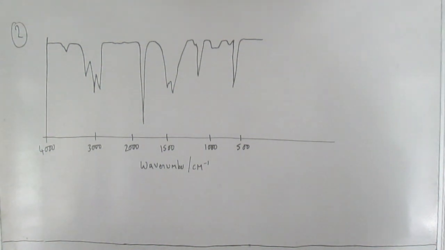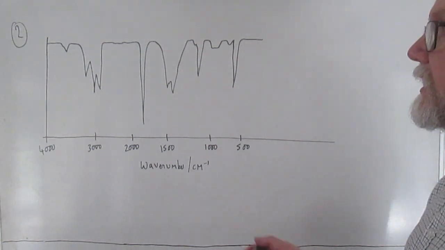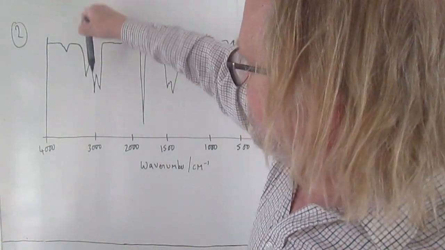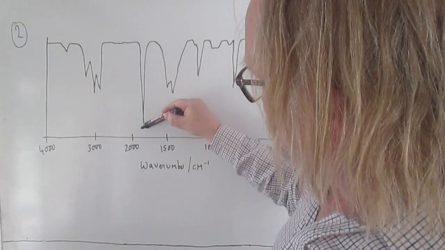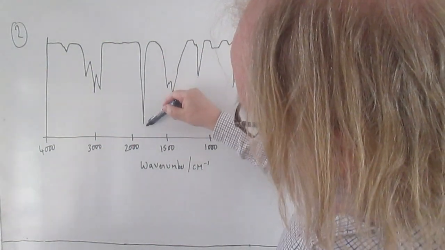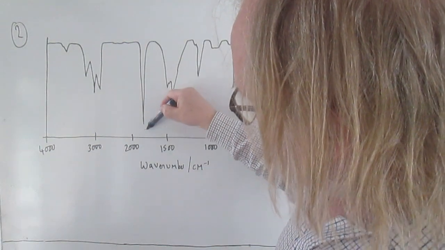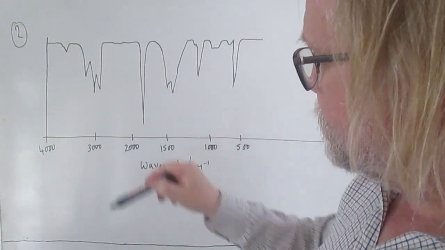Now, question 2 shows you an example of what an infrared spectrum from an organic compound might typically look like. So this is just my sketch of the one that's there in the question paper. Remember that the peaks are these things pointing downwards here. This is a strong peak, somewhere around 1700 wave numbers, in between 1500 and 2000.